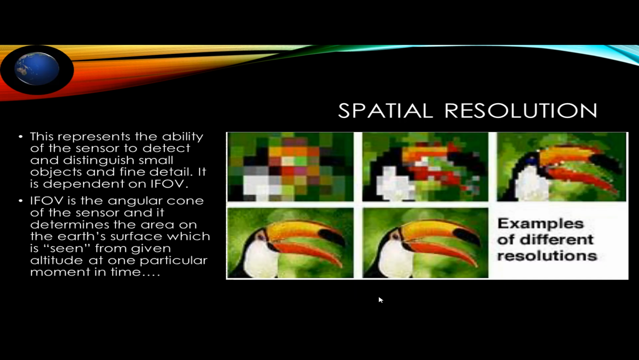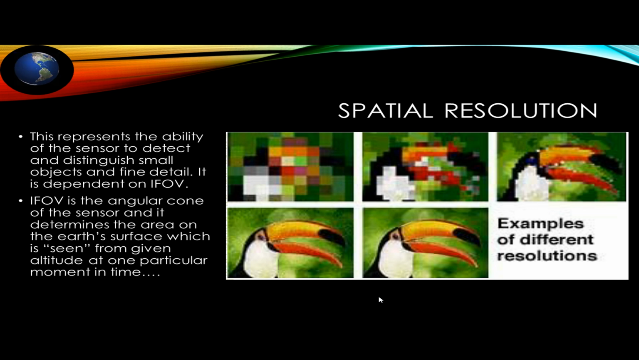Okay, so in detail, what is spatial resolution? This represents the ability of the sensor to detect and distinguish small objects and fine detail. It is dependent on the instantaneous field of view of the camera of the satellite.